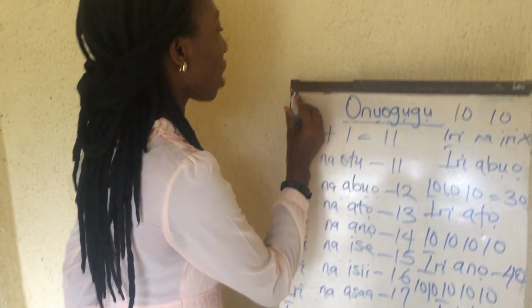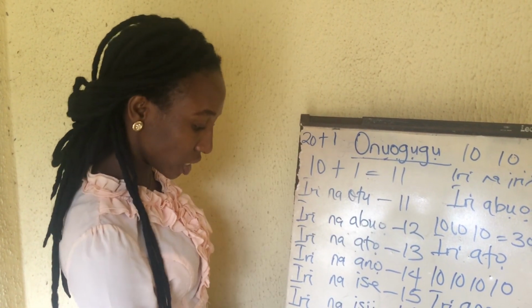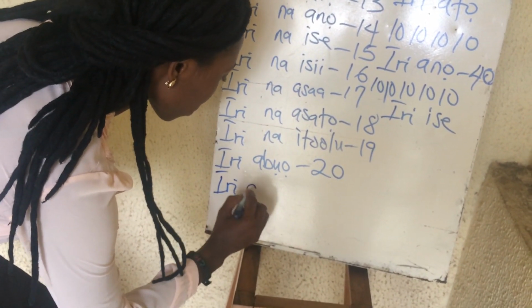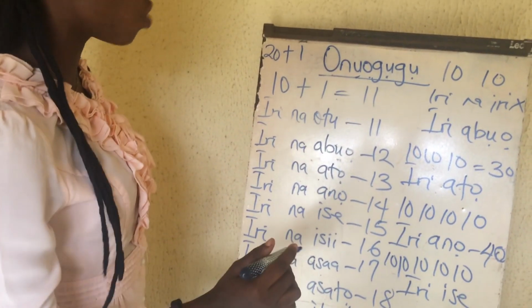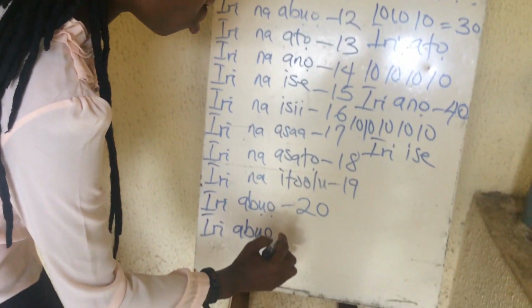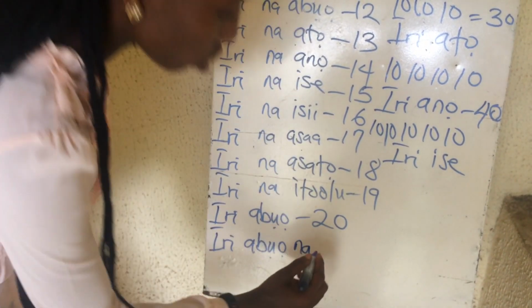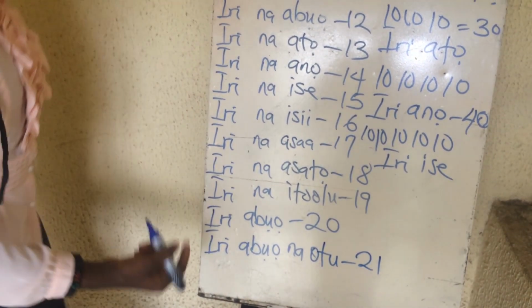Now, I want to get 21. Ask yourself, 20 plus 1. What is 20 here? 20 is known as what? Iriabo. And the plus marker, we say that we are using what? Na, as a conjunction word. Na. What is 1? Otu. And I become Iriabo na otu.